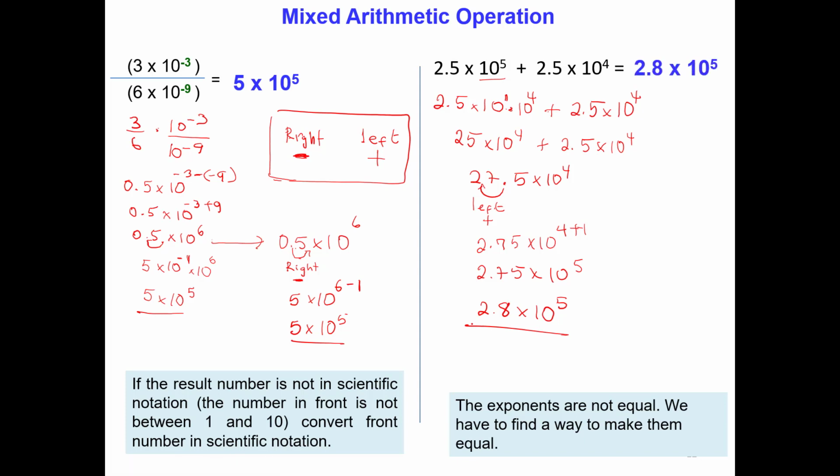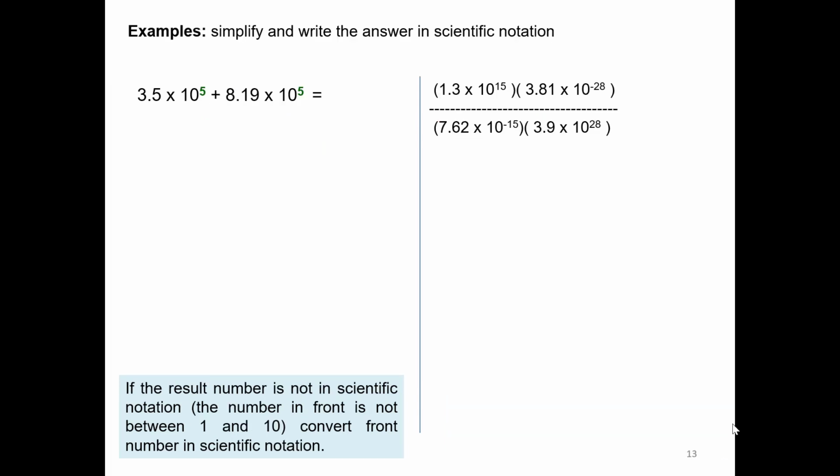And this is what we had here. This is 2.8 × 10^5. Let's solve the last two problems. In the first problem, we want to add 3.5 × 10^5 plus 8.19 × 10^5. And in this case, there is no problem with the exponents.